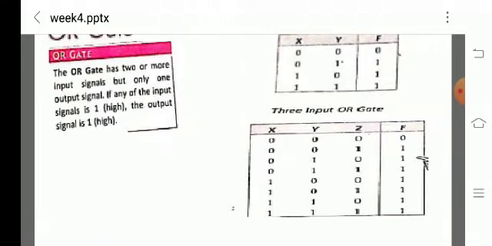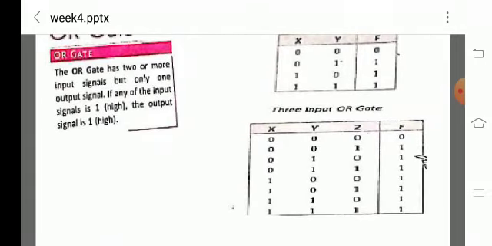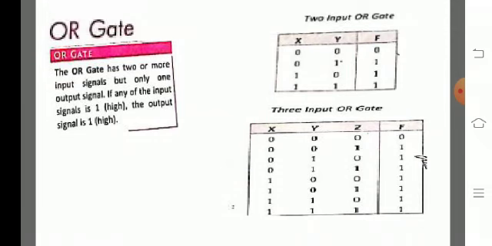Okay. Next, OR gate. OR gate can have any number of inputs, minimum 2. Same thing: if any one of the input signals is 1, then the output is also 1. Same as the OR operator. What is the OR operator? If any one condition is true, the entire condition is true. Here they say signals instead of conditions. If any one signal is 1, that is high, then the entire output is also high.